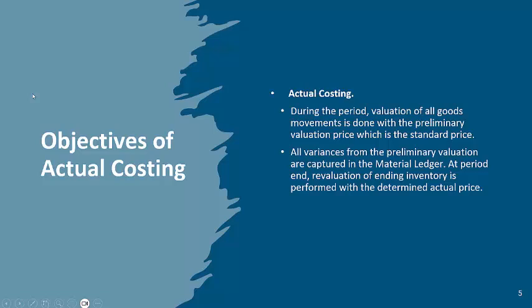Objectives of actual costing. During the period, valuation of all goods movements is done with the preliminary valuation price, which is the standard price. All variances from the preliminary valuation, that is to standard price, are captured in the Material Ledger. At period end, a revaluation of ending inventory is performed with the determined actual price.